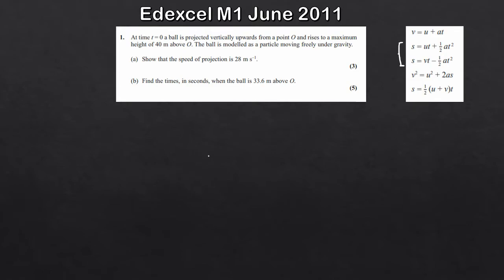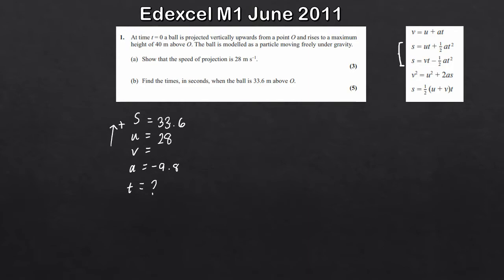Well, let's just write down my SUVAT again. So S, U, V, A, and T. Don't forget we've obtained some new information. We want to find when the ball is 33.6 meters above O. So our S is different for this one. It's not 40, but it's 33.6 meters. My U, that's my initial speed, my speed of projection, we've just obtained that from part A. That's 28. We don't know what V is. We know A, again taking upwards to be positive, that's minus 9.8. And again, T, that's what we're looking to find, so we just put a question mark there.